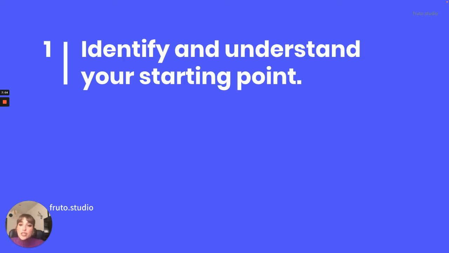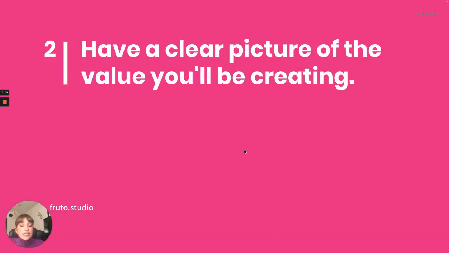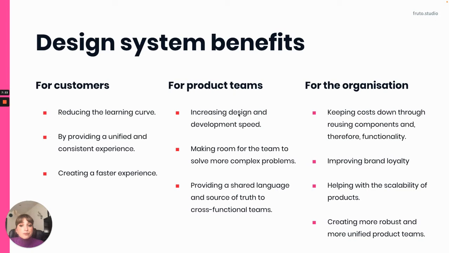Okay, so the second thing you want to do is have a clear picture of the value you'll be creating. In this step, we must define and be clear on the value proposition of our design system to get buy-in for it. Although outlining the proven benefits of a design system might not be enough to get buy-in, being aware of them is the first step on the buy-in road. So let's run through the ways design systems create value for different stakeholders.